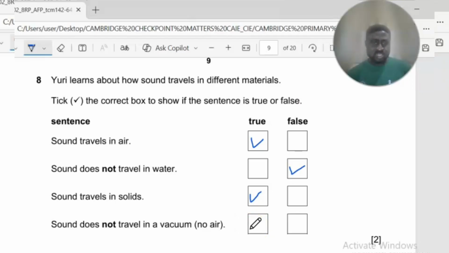Then another assertion says, sound does not travel in a vacuum where there is no air. Is it true or false? The answer is true. So all these four correct, you get 2 marks. 3 correct will attract 1 mark. 1 correct will attract no mark. And that is the way the mark scheme has been designed. So when you do this correctly in this order, you earn the 2 marks allocated.